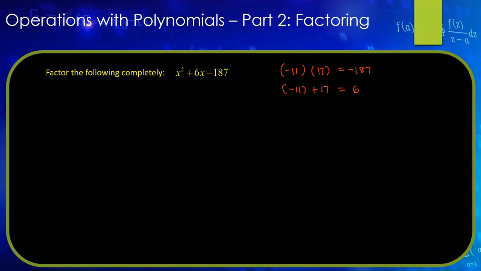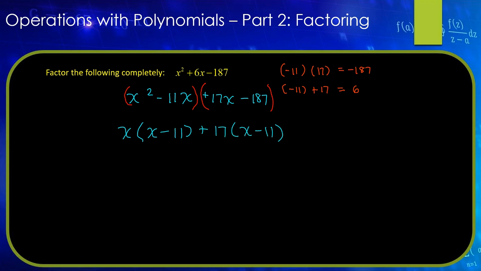So I want to split the middle term into minus 11x plus 17x. Now that I have that split up, I can group these in groups of 2. Out of the first group, I can factor out an x, which gives me x times x minus 11. Out of the second group, I can factor out a positive 17, which leaves me with 17 times x minus 11.